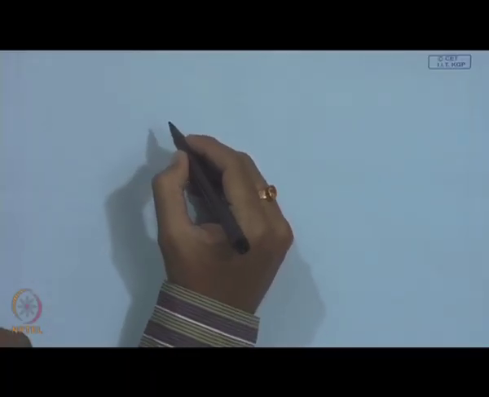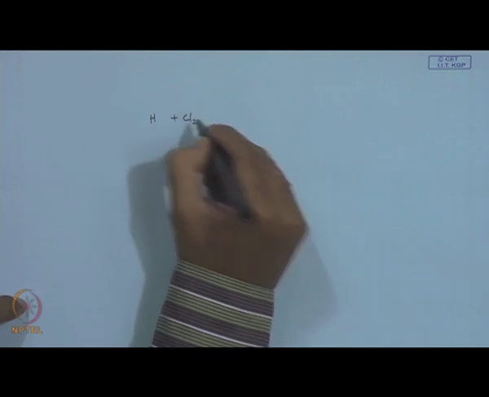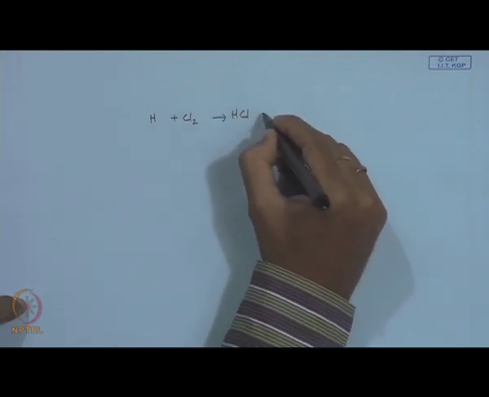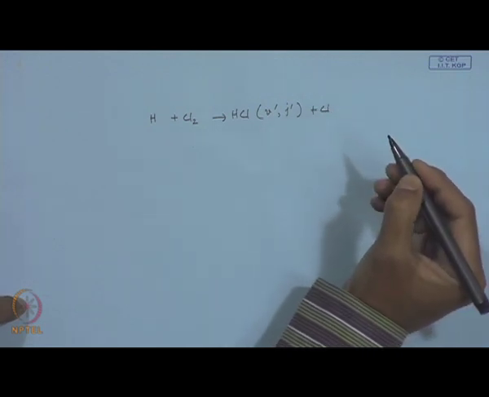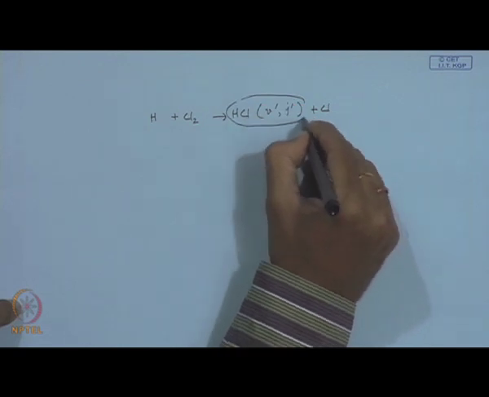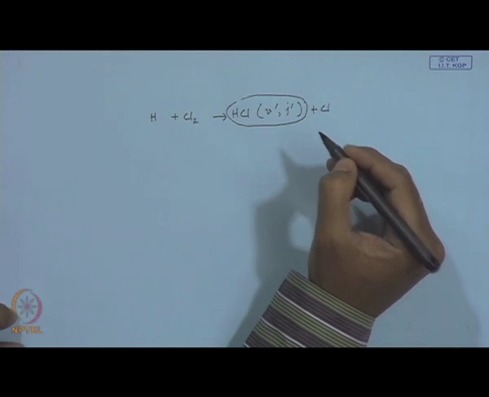In our last lecture we discussed how to find out the population of various states. We discussed infrared chemiluminescence, and we have taken the example of a gas phase reaction, that is a diatomic halogen, H plus Cl2 giving rise to HCl, in the state v prime J prime, plus Cl. So this product is vibrationally and rotationally excited.